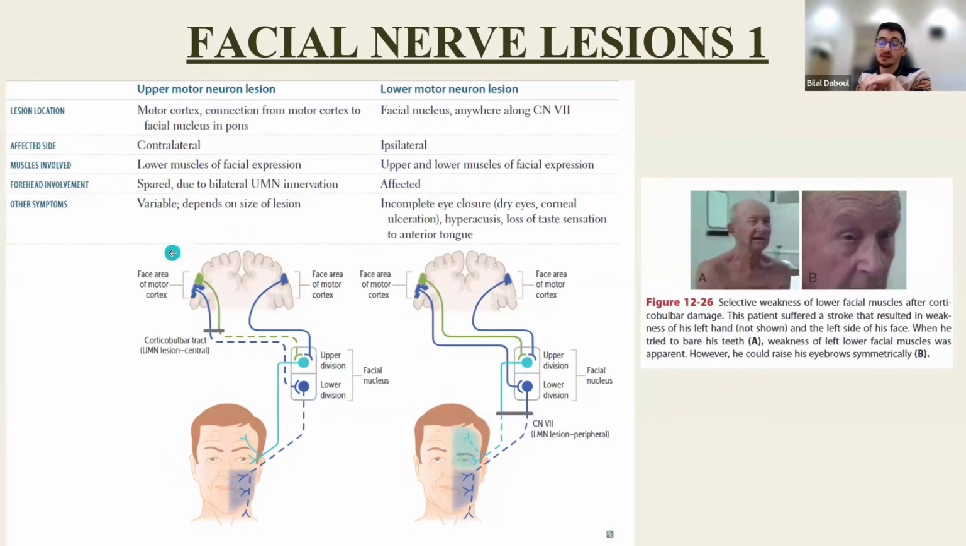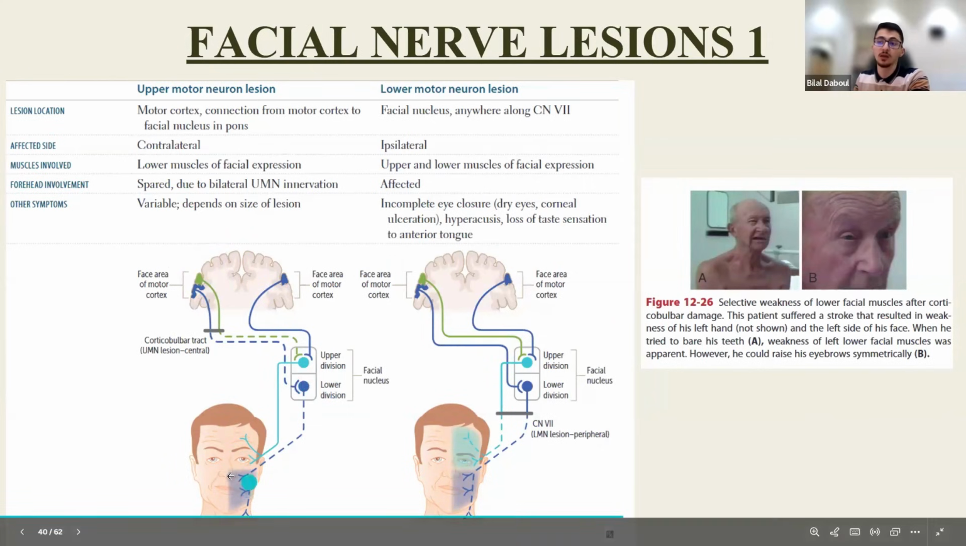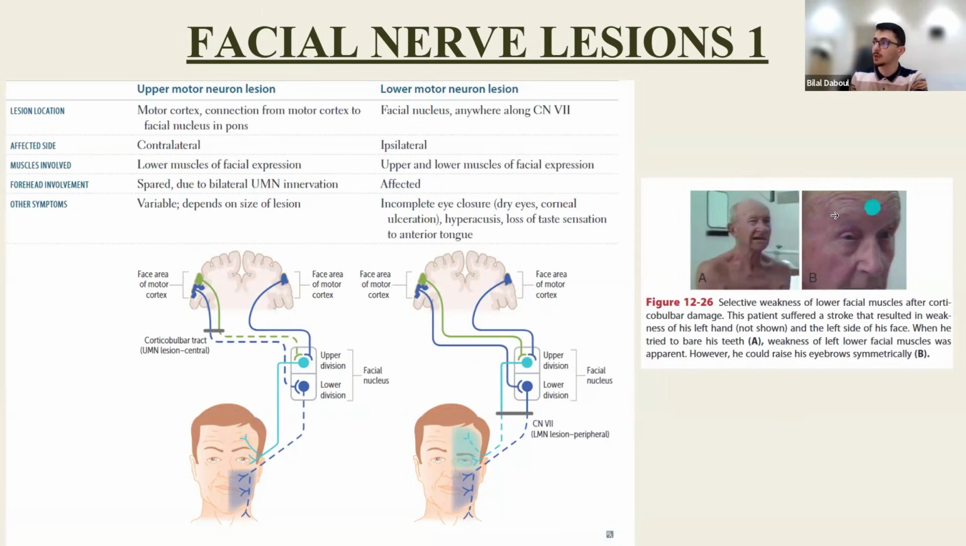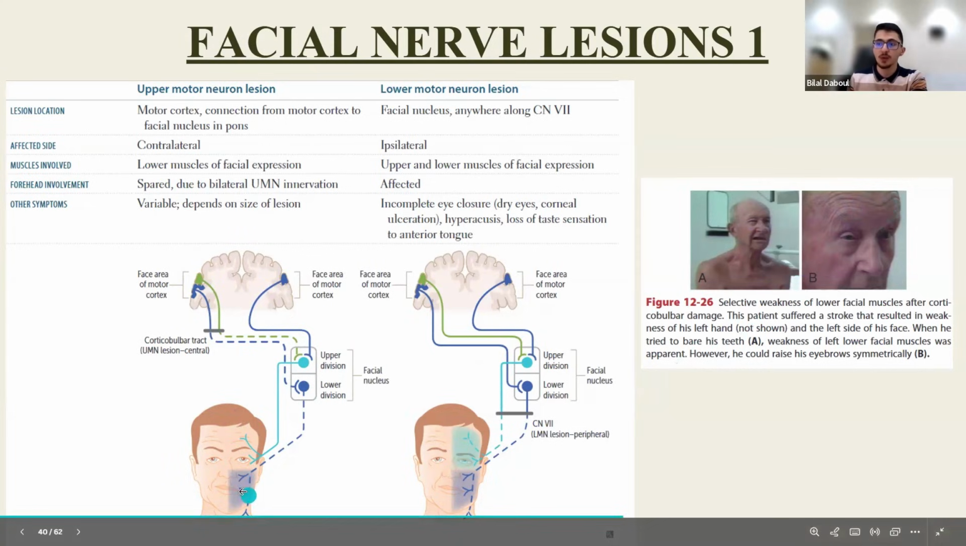So if I have a lesion that affects one of the cortices, I would expect contralateral spastic paralysis or facial paralysis of the lower facial muscles, sparing the forehead. So you would have sparing of the forehead. If you ask the patient to produce wrinkles, you would be able to produce wrinkles bilaterally. However, you would have drooping of the mouth, you would have loss of the nasolabial fold, and so on.